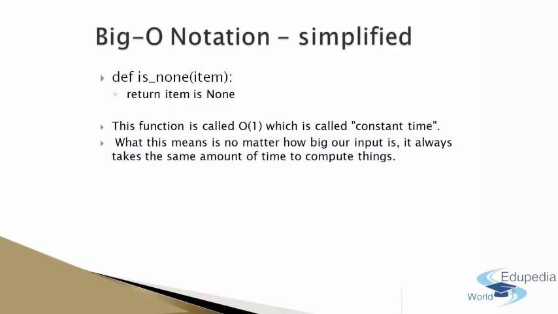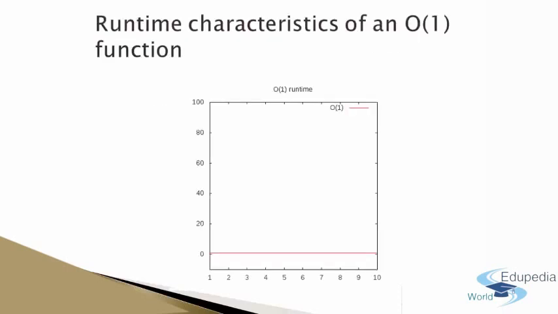So you can say the time complexity is not at all dependent upon the size over here. It is constant, which is 1. That's why the function is called O(1). What this means is no matter how big our input is, it will always take the same amount of time to compute things. So this is a graphical representation. You see it's an absolutely straight, horizontal line. So it has no impact. Even if we increase the number of elements, it will still remain the same.